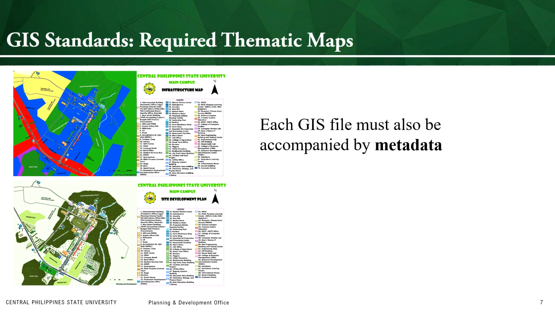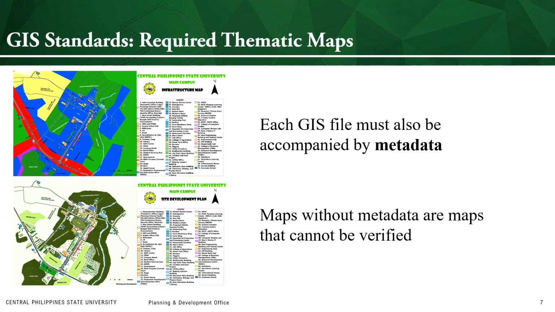Each GIS file must also be accompanied by metadata, a record detailing the data source, date collected, map scale, and contact person responsible for the file. Maps without metadata are maps that cannot be verified, and unverified data weakens your entire plan.